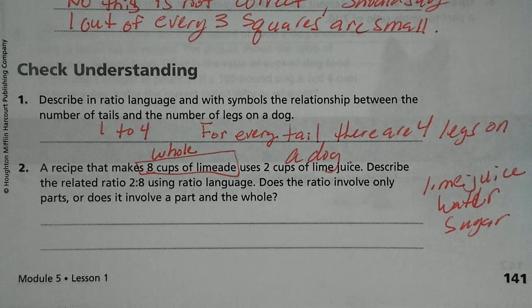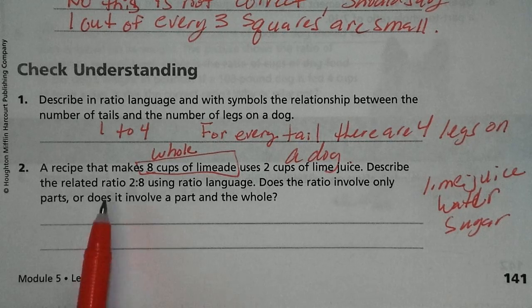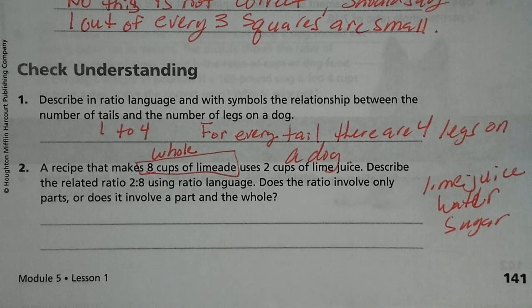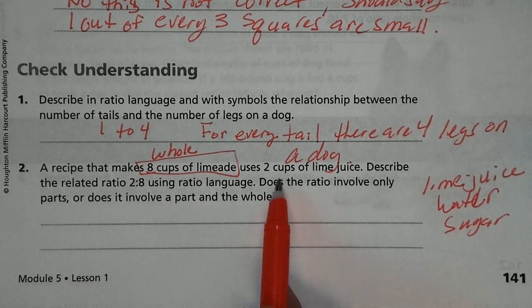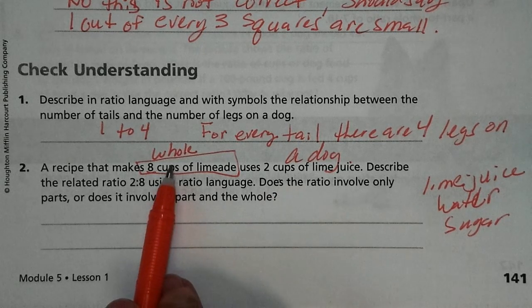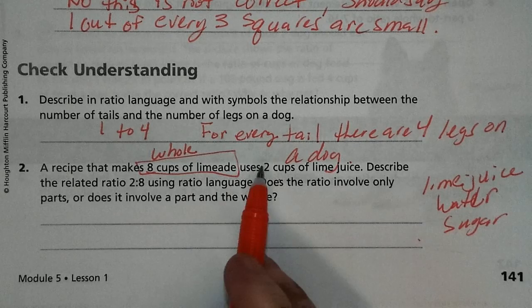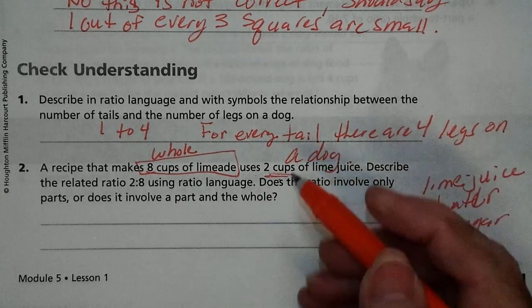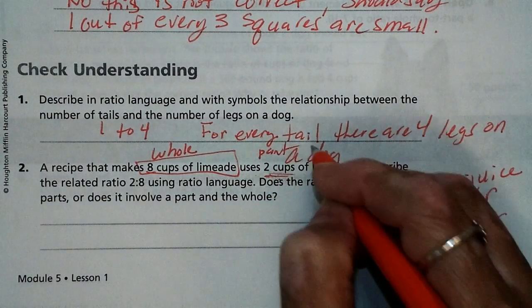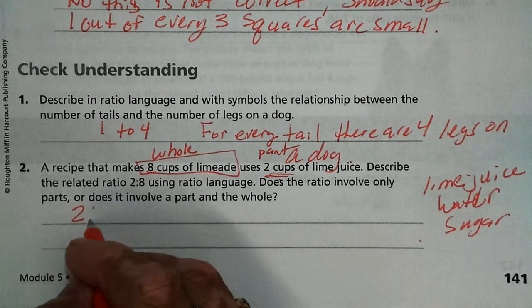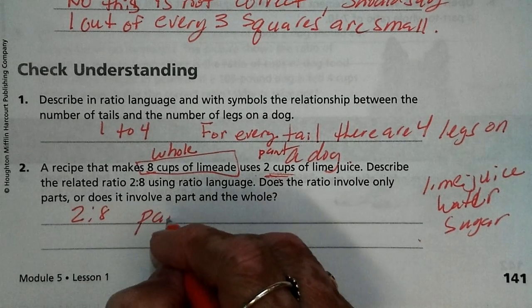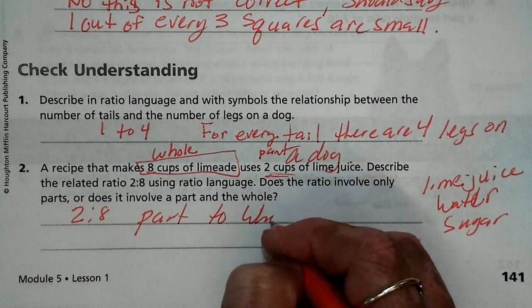Okay, so limeade is the actual whole. And we need 2 cups of lime juice to make limeade. I don't know how much water and sugar we need, but I know that this part right here is the part. So it is 2 to 8, but it would be a part to whole.